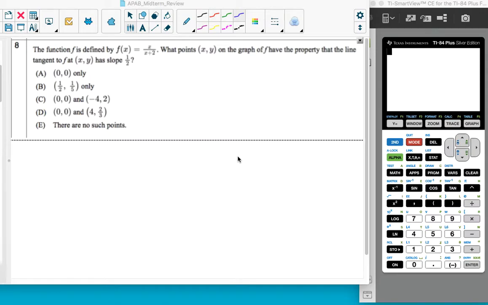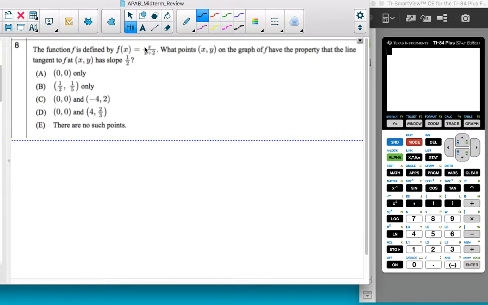All right, this is AP Calc AB. We're doing the midterm review packet. This is number 8 in the multiple choice, which is a non-calculator question. The function f is defined as f of x equals x divided by the quantity x plus 2. What points (x, y) on the graph have the property that the line tangent to the graph at that point has a slope of 1/2?